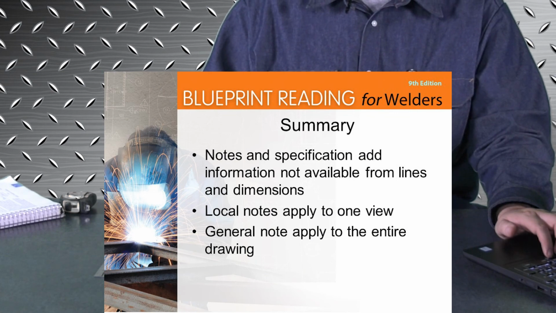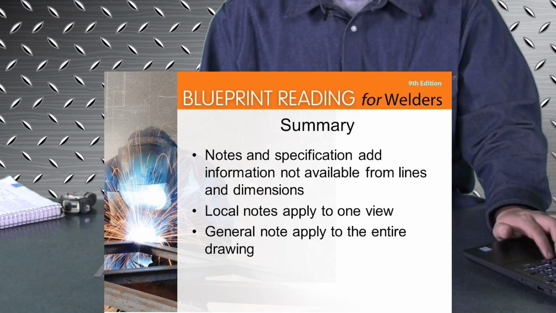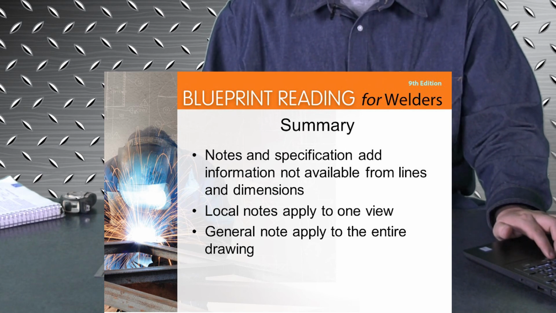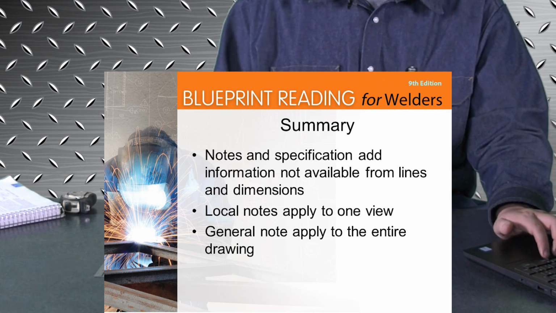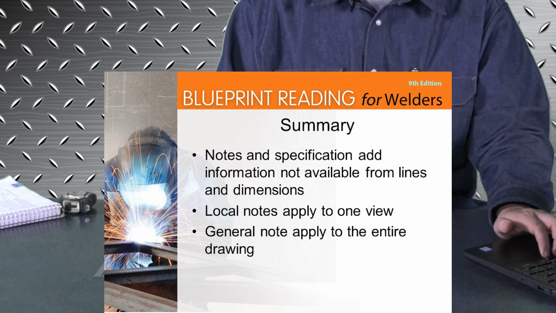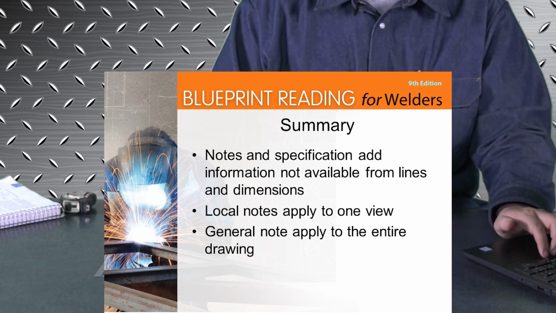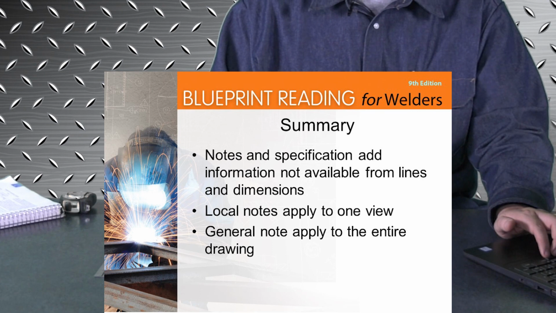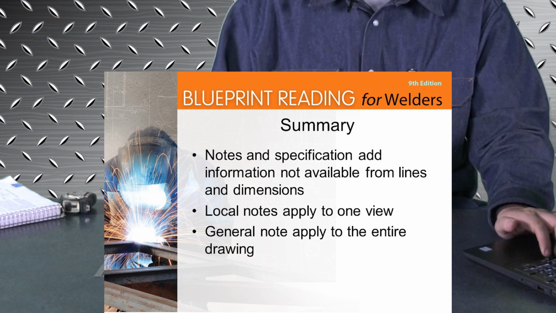All right, so notes and specifications are going to add the information not available from lines and dimensions. Local notes only apply to one view. So if you have multiple views of a print and there's a note on one part of that print for one view, like let's say it's the right side view, that note's only going to apply to that view if it's a local note. Now, if it's a general note, it's going to apply to all of the views of that part. So local notes apply to one view, and a general note's going to apply to the entire drawing as a whole.